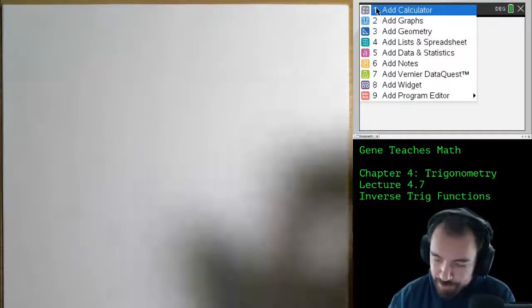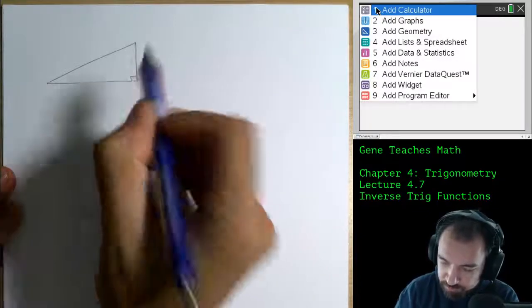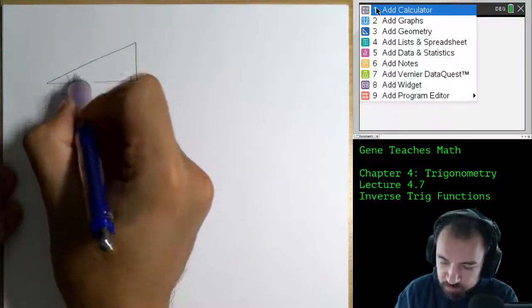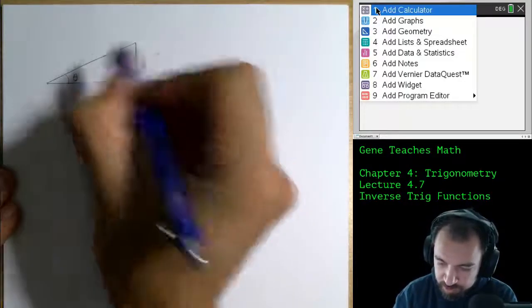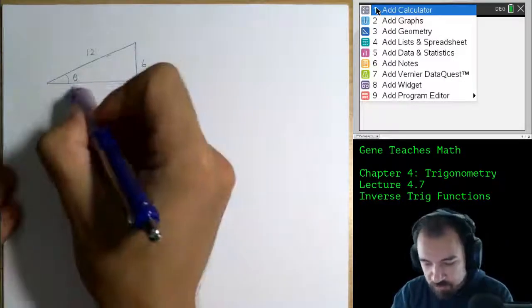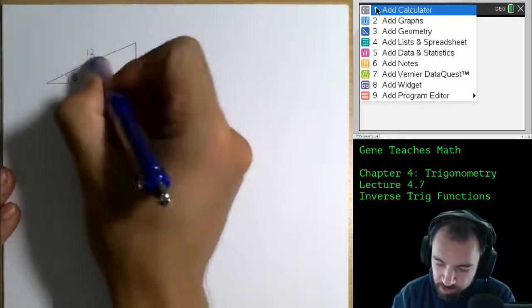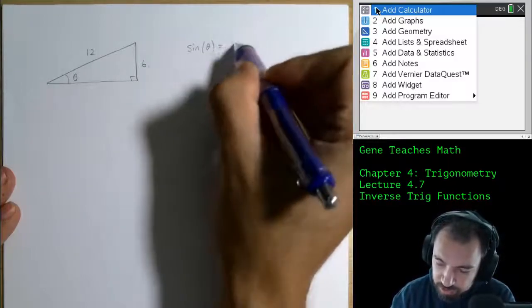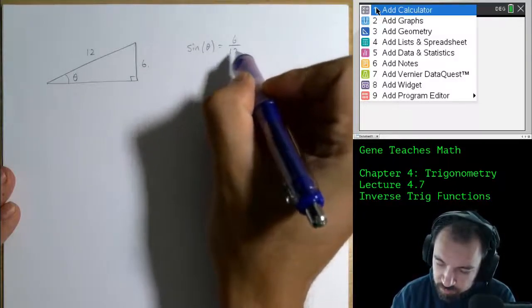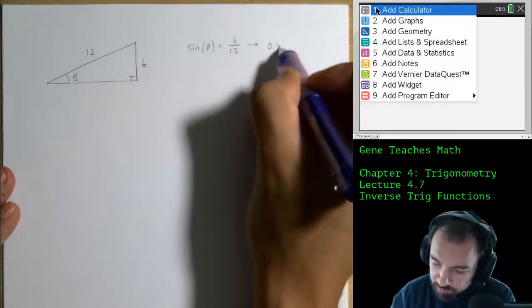Welcome back. So a while ago, we encountered a situation in which we had a triangle, and we had an angle which we didn't know, but we had two side lengths. Maybe this side was 6 and this side is 12, and we wanted to find this angle. So we said, from this angle's perspective, we have opposite and hypotenuse, which means we can set up sine of theta equals 6 over 12. And this 6 over 12 is a number, right? This is going to become 0.5.